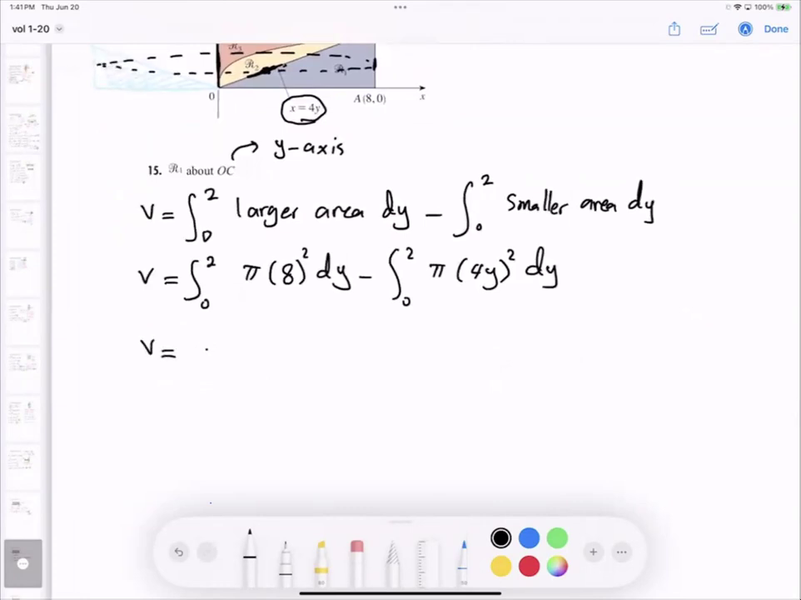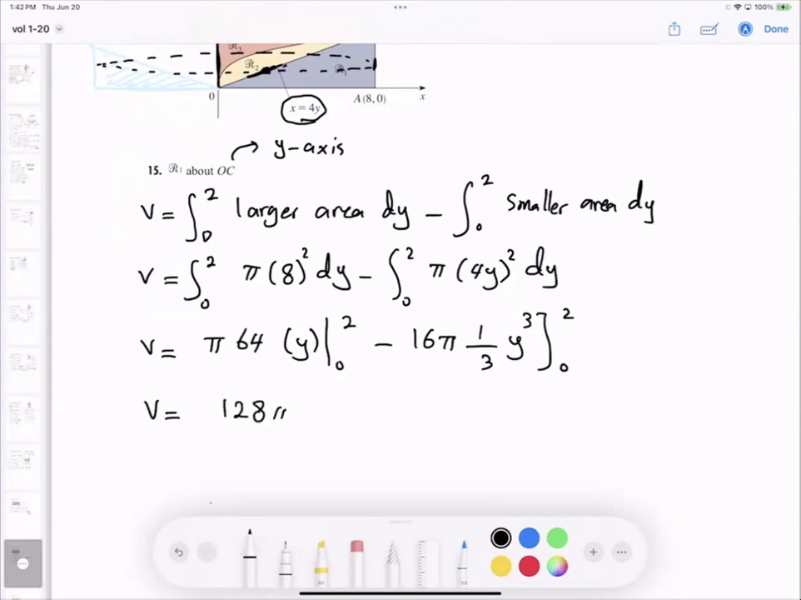V is equal to pi, and you can just write this outside, 64 pi times y, and y is bounded between 0 and 2, minus 16 pi, a third. You have y cubed, y is bounded between 0 and 2. Okay, the volume can be calculated as 128 pi minus 16 pi thirds times 8.